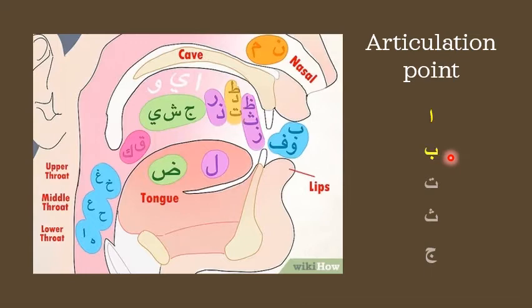And Ba is pronounced from the lips. Okay? So you see the letter Ba here. And when we want to pronounce Ba, we will put our lips together and we will release the sound B, B, Ba.